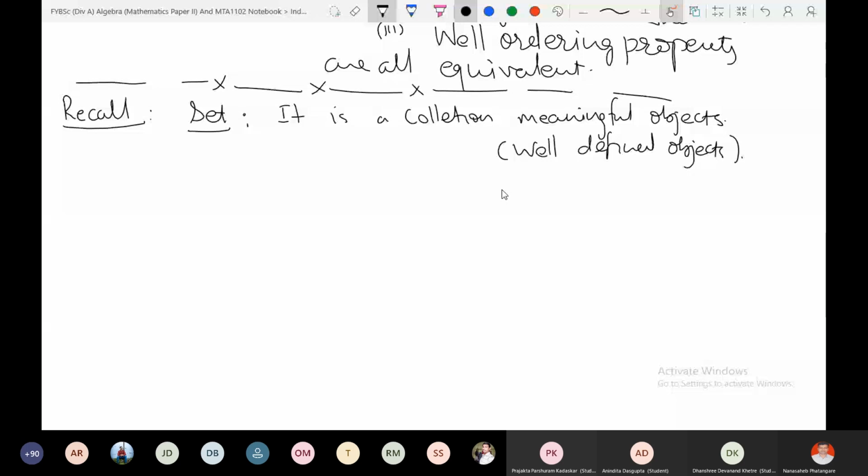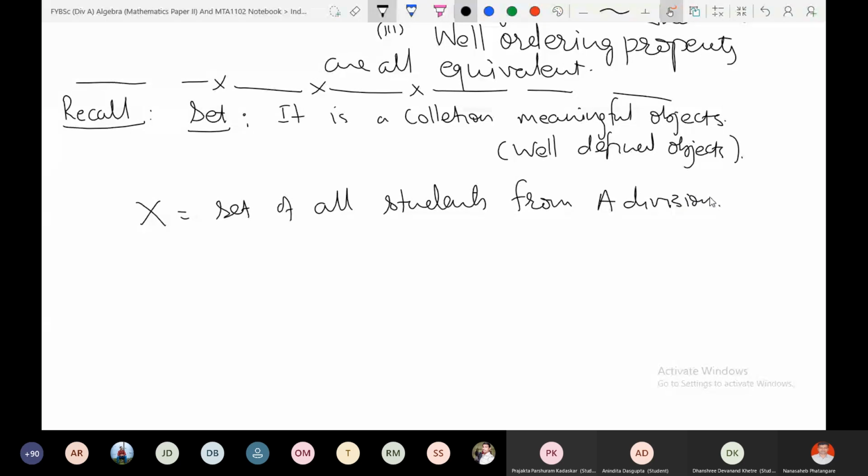The objects are meaningful. You can say that I have the set of all students in the college, and if you collect all the students in the college, then every student has a name, and therefore every object is meaningful. So if I look at the set of all students from A division, is it meaningful? What are the objects in the set? Objects in the set are students, and each student has a unique identity.